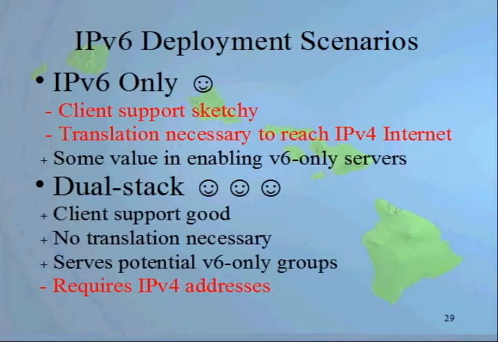A couple of IPv6 deployment scenarios. First of all, you can consider setting up an IPv6 only network. Client support is sketchy. Translation is necessary to reach the IPv4 internet, and there is some value in enabling v6 only servers, which is kind of a side note. But the top two, client support is sketchy and translation is necessary to reach the IPv4 internet.